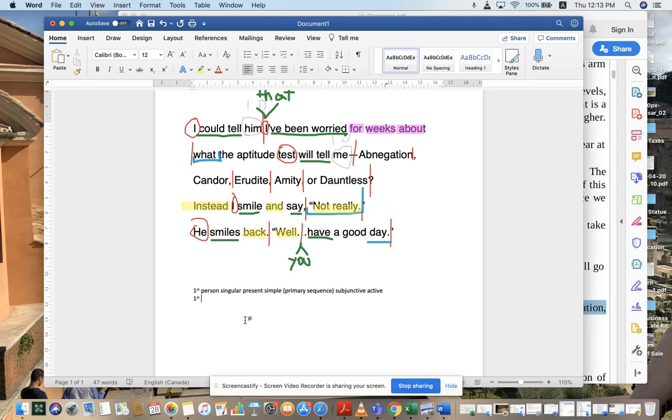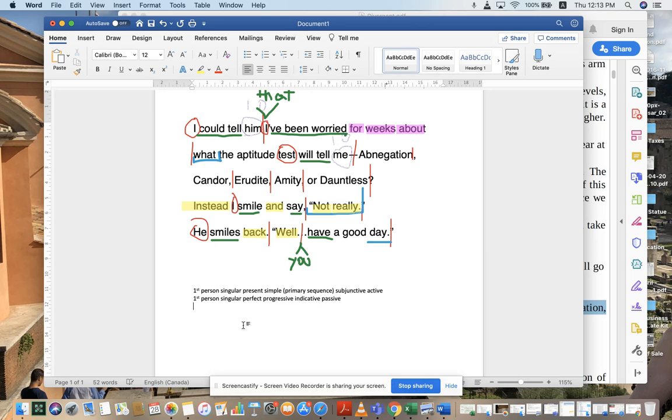Next is first person. "I've been worried," or "I have been worried," is a passive verb. So first person, singular. Now, "I have been" is a perfect tense. Perfect. It's progressive because it's "have been worried." Okay. It's indicative, but it's passive.